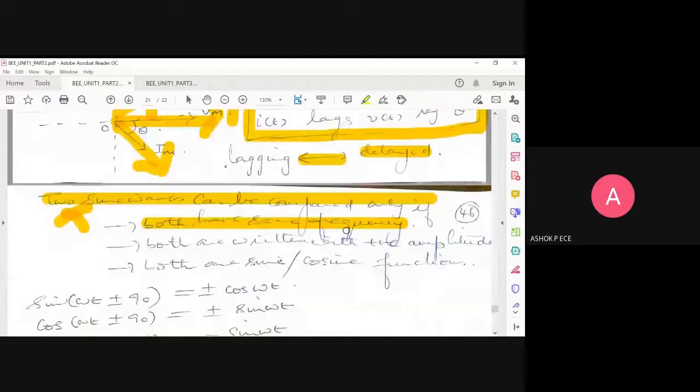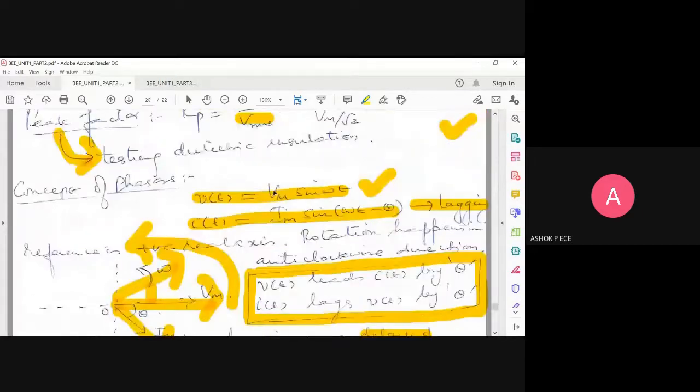Second condition, both are written with positive amplitude. Very, very important. So Vm, Im, what I write, both should be positive. I should have, for example, 2, 1, 3. If I have 2 here and if I have minus 3 here, I cannot draw the phasor directly. I have to convert this minus sign into an angle. And you know that cos 180 is minus 1, right? So whenever you have a minus sign, you try to add 180 to your phase angle. That's how you make the amplitude positive.